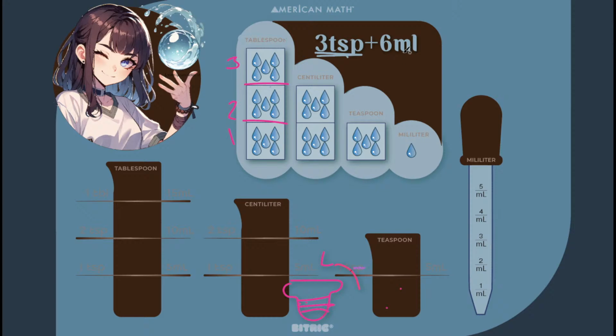We're going to go over 6 milliliters. We know 6 is one more than 5. And from our dropper, we know that 5 milliliters is a teaspoon. So once we do that, we'll convert it again. We'll clear and carry in our teaspoon. Slap that into the pot once more. So now we have a total of 4 teaspoons.